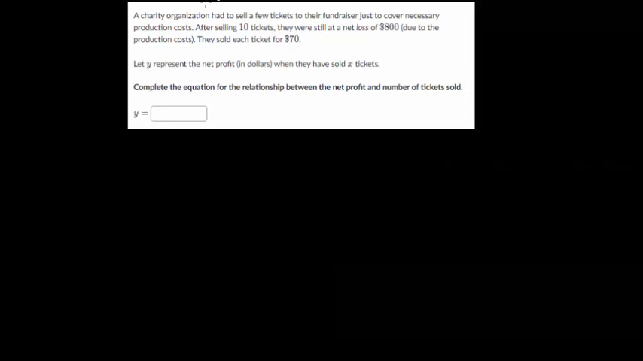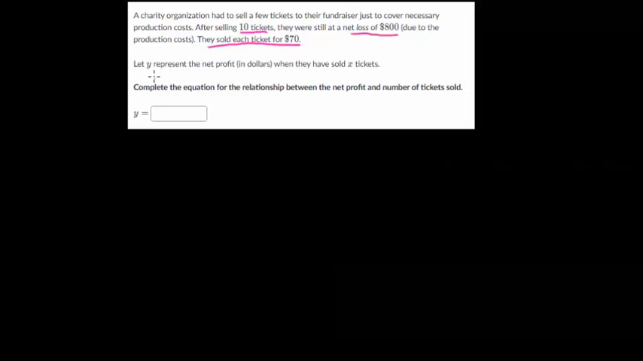For this problem, a charity organization had to sell a few tickets to their fundraiser just to cover necessary production costs. After selling 10 tickets, they were still at a net loss of $800 due to the production cost, and they sold each ticket for $70.